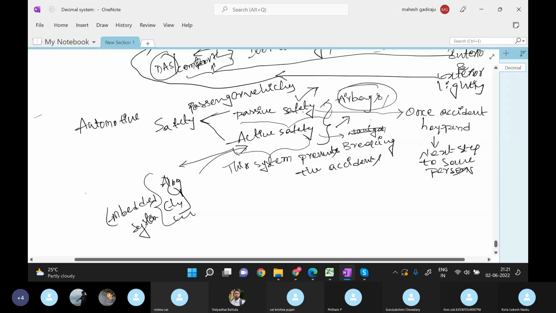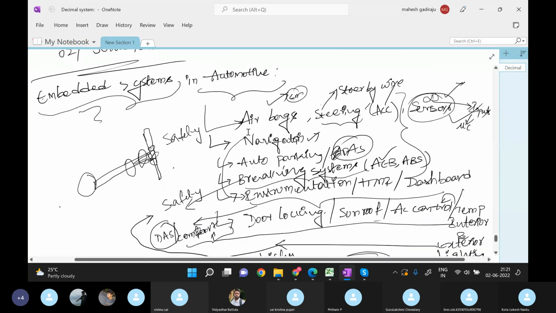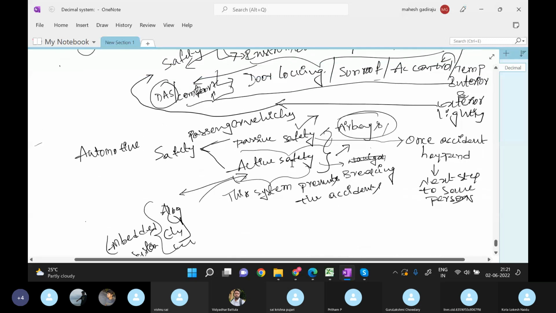So now tell me examples. You guys have already said there are different features in automotive where we will be using embedded systems, right? Like airbag systems, steering, navigation, auto parking, braking systems, AEB, ABS, instrumentation, HMI, dashboard, door locking, sunroof, AC control, temperature, interior and exterior lights. So now tell me what will come under passive safety and what will come under active safety.